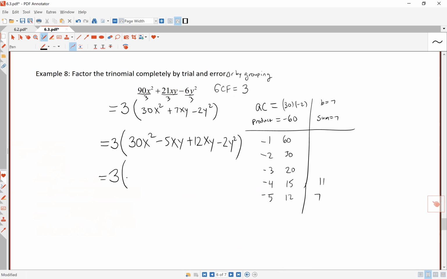And now we factor by grouping. 30x squared minus 5xy. We can factor out a 5x from both of those terms. Taking a 5x off the first one gives us a 6x, and a 5x off the second one leaves me with minus y. From the second pair, we can take off a 2y. That'll leave me with 6x, and a 2y off of that one will give us a minus y.